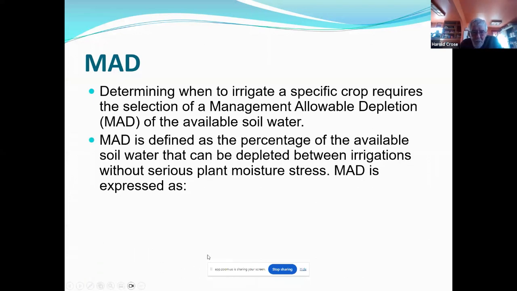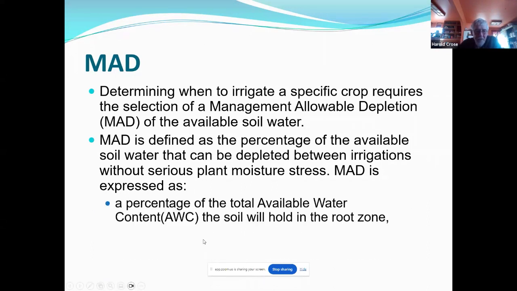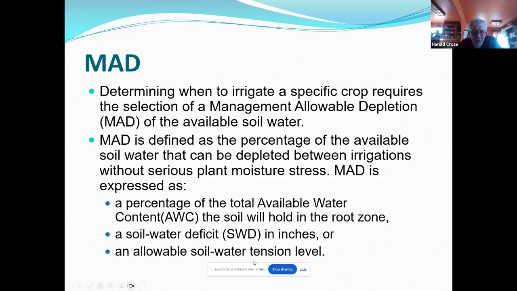MAD is defined as a percentage of the available soil water that can be depleted between irrigations without serious plant moisture stress. And MAD is expressed as a percentage of the total available water content the soil will hold in the root zone, a soil water deficit in inches, or allowable soil water tension level. We'll talk about that when we get into the type of sensing devices you can put out in the field to help you schedule your irrigations.